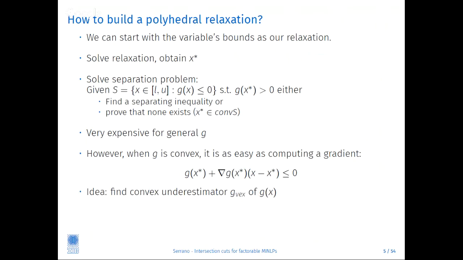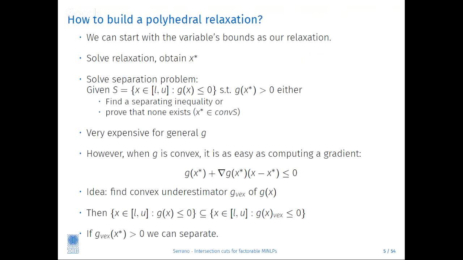So the idea is, when we have a constraint that is not convex, to find a convex function that underestimates it. This way, if one finds an underestimator, then the level set of the underestimator is a relaxation. And if it happens that the point is still violated for the underestimator, then we can actually also separate.